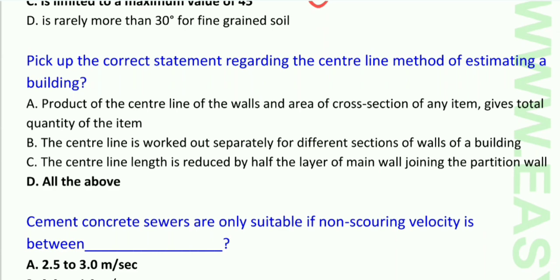Pick up the correct statement regarding the center line method of estimating a building. Product of the center line of walls and area of cross section of any item gives total quantity of item. Next question. The center line is worked out separately for different sections of walls of each building. Right. The center line is reduced by half the length of main wall joining the partition wall. Right. This is right.